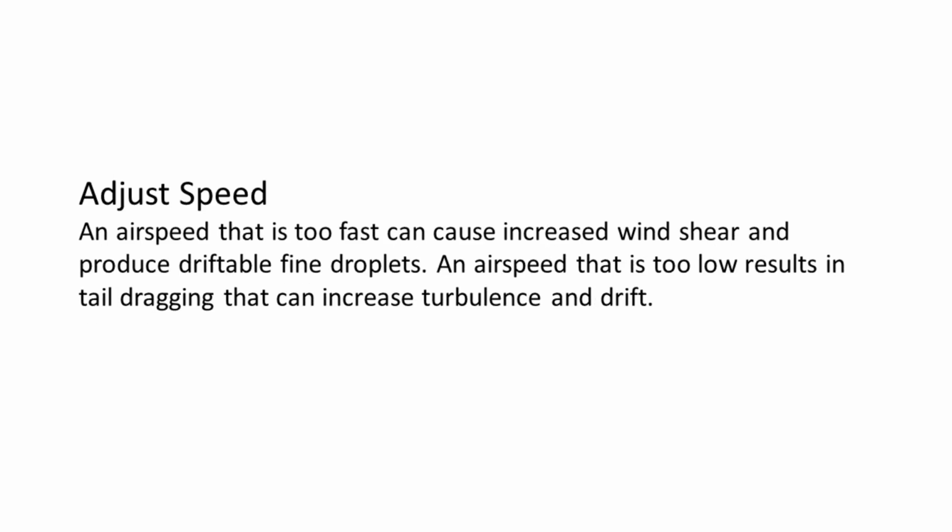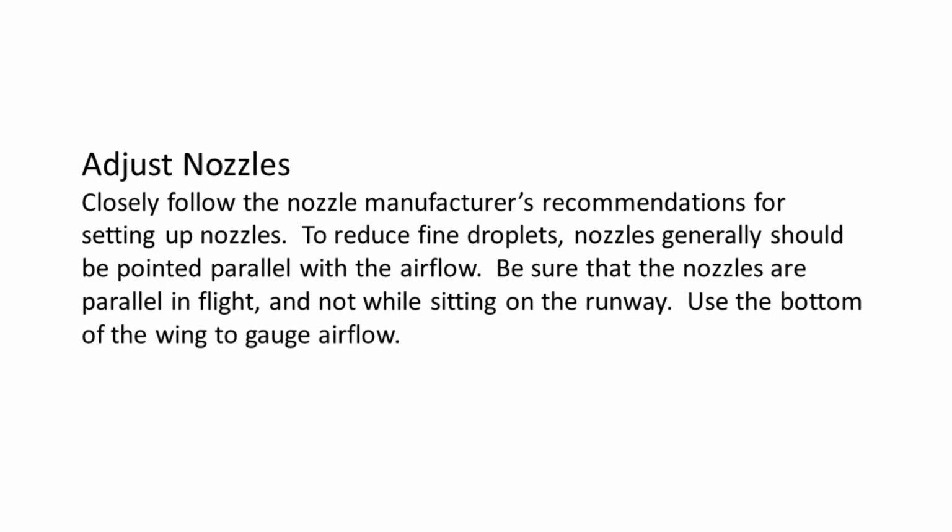Adjust speed. An airspeed that is too fast can cause increased wind shear and produce driftable fine droplets. An airspeed that is too low results in tail dragging that can increase turbulence and drift. Adjust nozzles. Closely follow the nozzle manufacturer's recommendations for setting up nozzles. To reduce fine droplets, nozzles generally should be pointed parallel with the airflow. Be sure that the nozzles are parallel in flight and not while sitting on the runway. Use the bottom of the wing to gauge airflow.